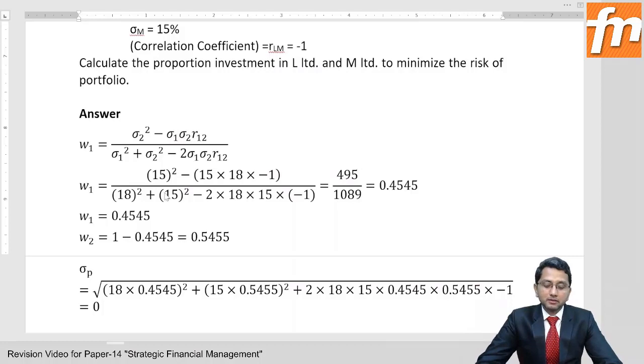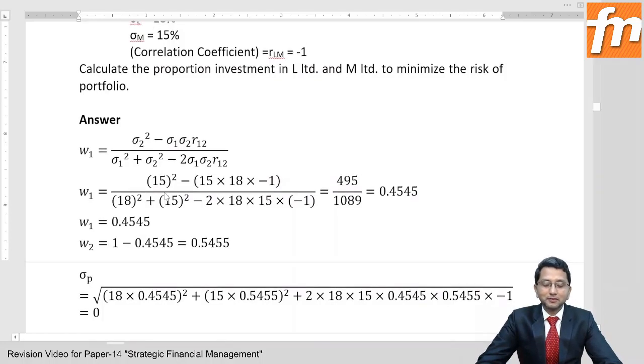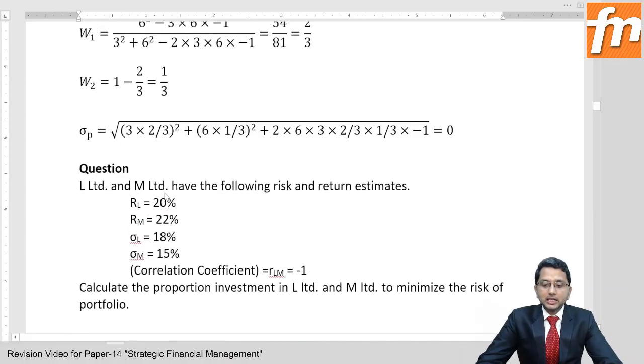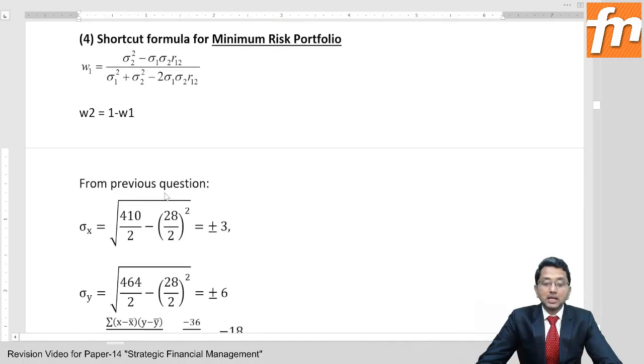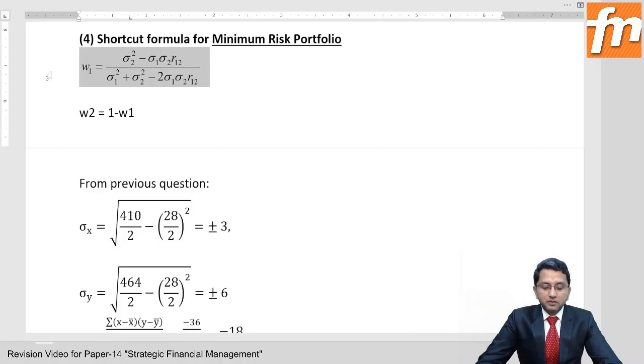In the last video, for revision of portfolio management, we studied how to identify a minimum risk portfolio for a set of two securities. We identified a shortcut formula: W1 = (sigma 2 square minus sigma 1 sigma 2 R12) divided by (sigma 1 square plus sigma 2 square minus 2 sigma 1 sigma 2 R12).